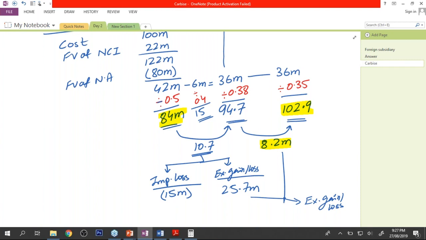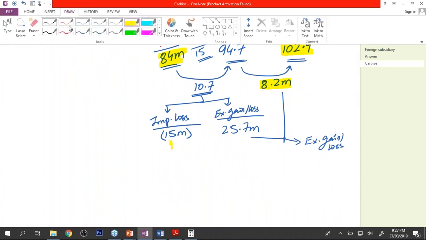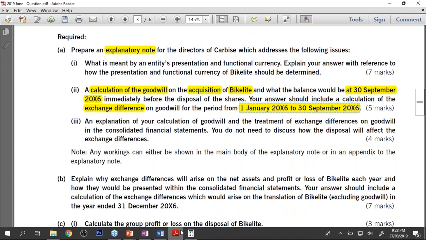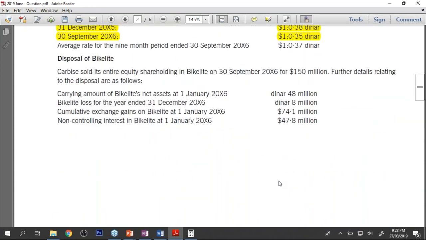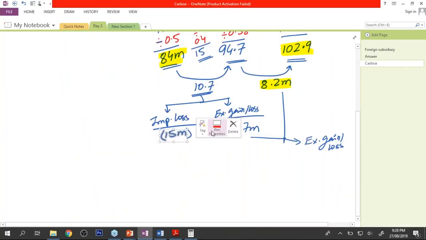Alistair is saying, sir, can you please show how to divide goodwill further onto parent and NCI portion? Alistair, that's pretty simple. You just need to take the relevant percentages, like 15 will be divided between how much percentage it was? It was 80-20. So this is how we are going to break 80% of 15, 80% of 25.7, 80% of 8.2. This is how we are going to divide.